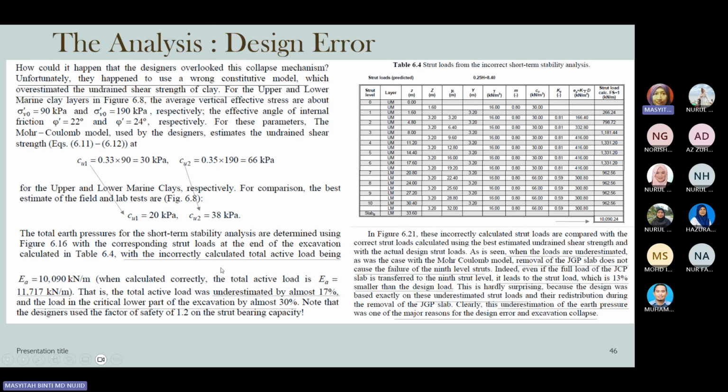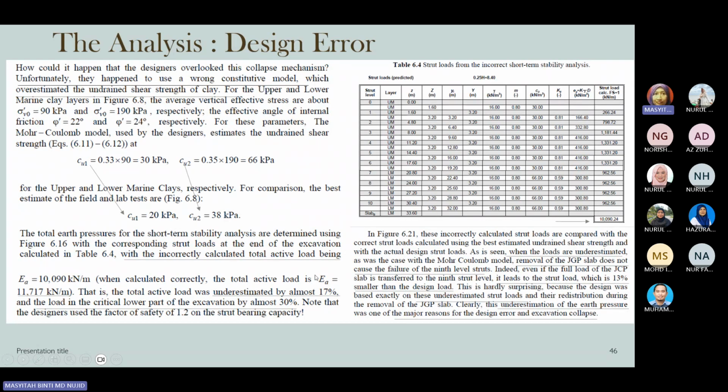And the other thing is that due to the incorrectly calculated total active load being given here as 10,090 kilonewton per meter, when the total active load is 11,717. So let's assume the value is 10,000, and it is underestimated by about 17%, and the load in the critical lower part of the excavation by almost 30%. So the parameters they overestimate, but the actual strut load they underestimate. When these two combine together, they resulted in the collapse failure.